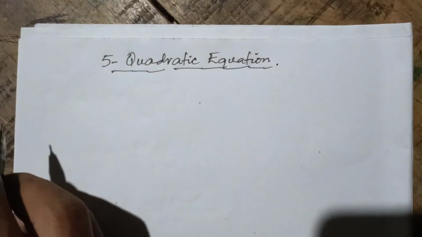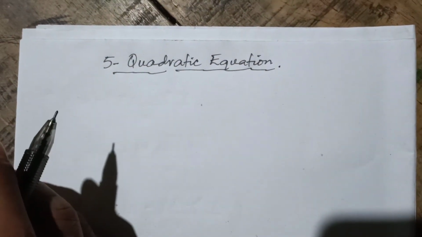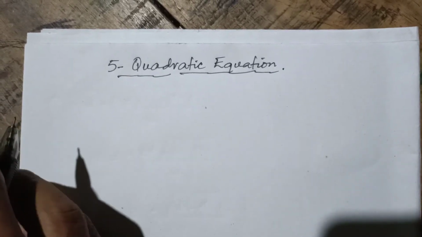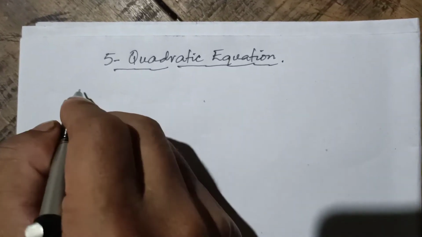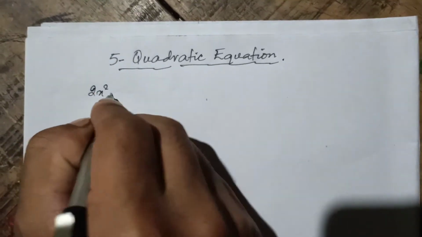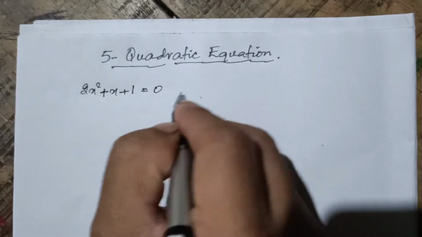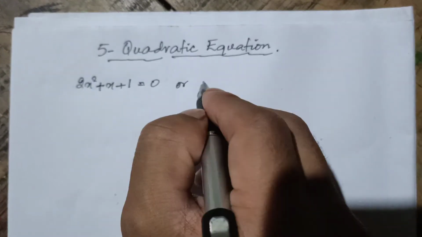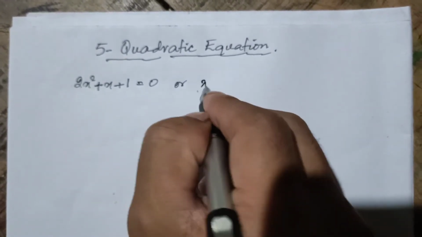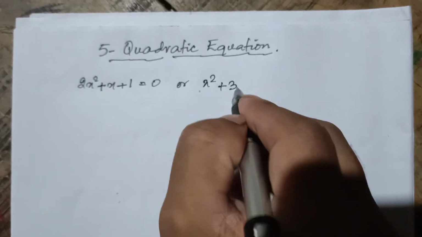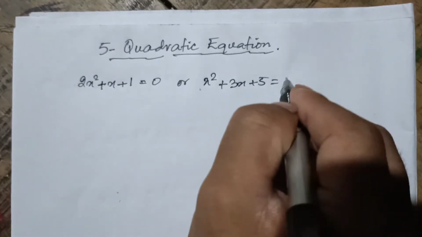Alright, this time we're going to start with chapter 5, quadratic equations. In class 9 you have studied different types of polynomials. One type is a quadratic polynomial like 2x squared plus x plus 1 equals 0. I'm going to give you two examples here: x squared plus 3x plus 5 equals 0.